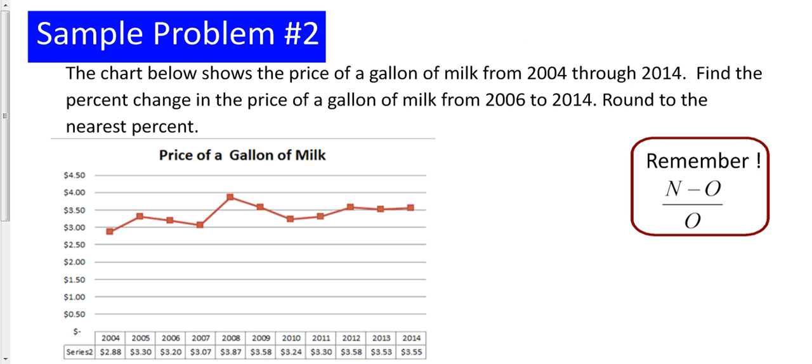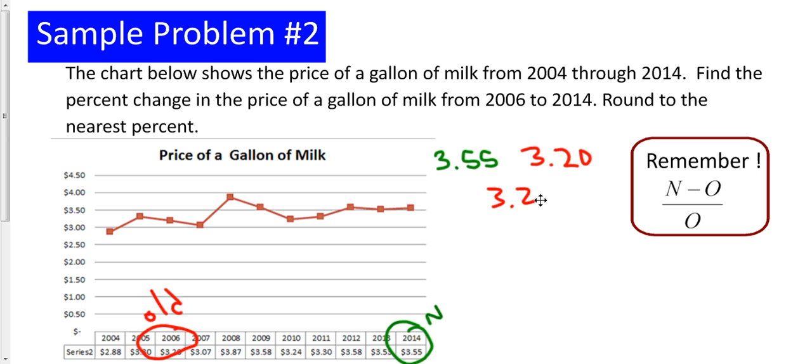Finally, I want to see here, this chart is showing me the price of a gallon of milk for the last 10 years. And I want to find the percent change from 2006 to 2014. So 2006 down here, it was $3.20. That's my old. And 2014, it is $3.55. That's my new. So I'm going to take my new $3.55 and I'm going to subtract my old $3.20, and that's all going to be divided by the old amount.